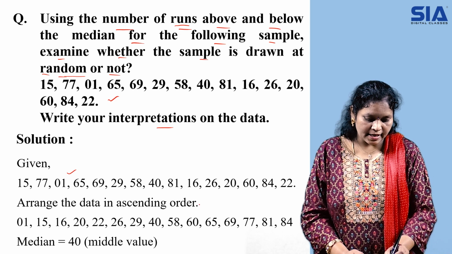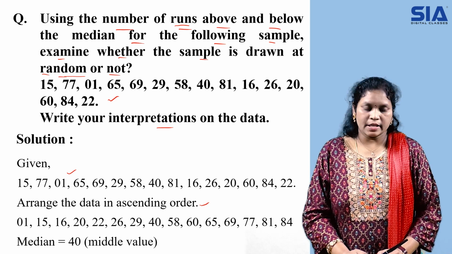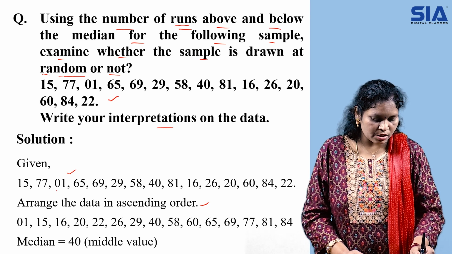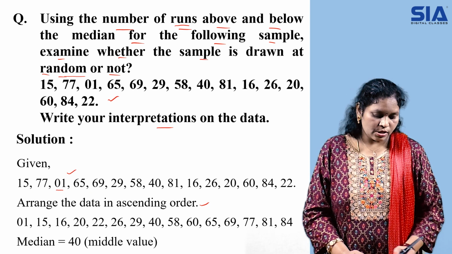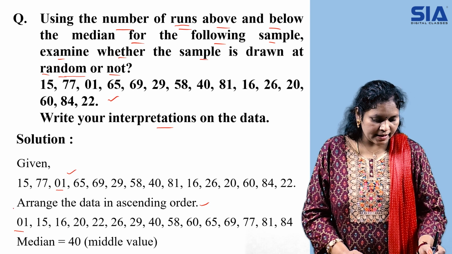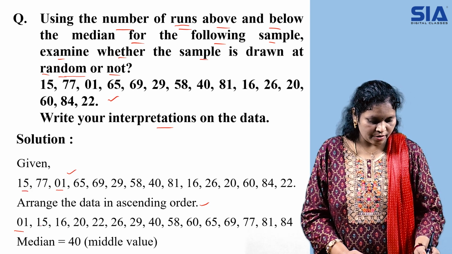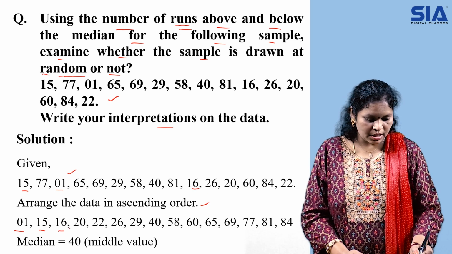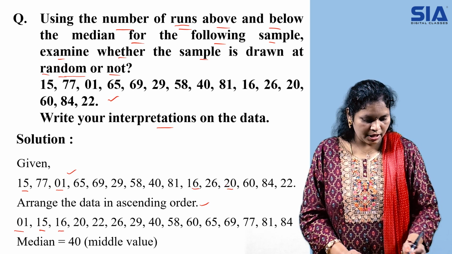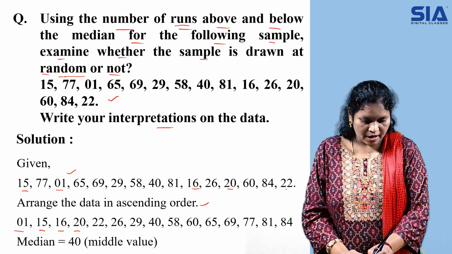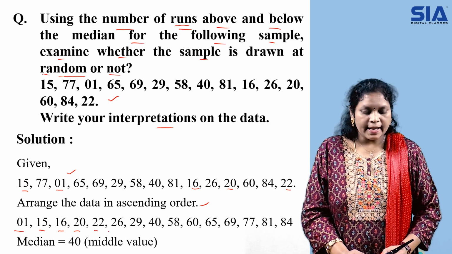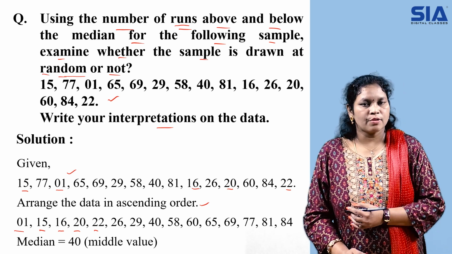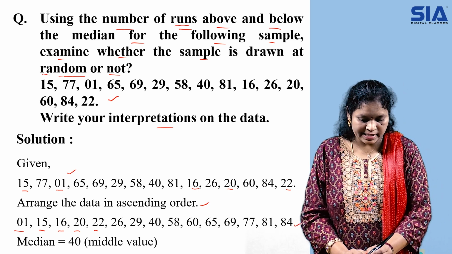Now arrange the data in ascending order. We need to arrange the data in ascending order first of all. So what I have done: check which is the smallest value. 0, 1, 1 is the least. So write the 1 first, then the least value is 15, write 15. Then the next least is 16, so 16. Then the next least is 20, so copy 20 here. Then we have 22, write 22 here. Like that, arrange all the values in ascending order from the lowest value to the highest value. The last value I got is 84.